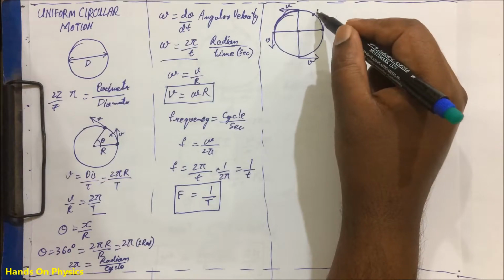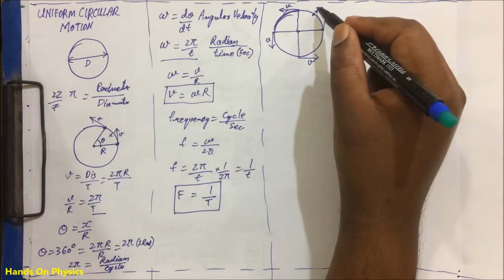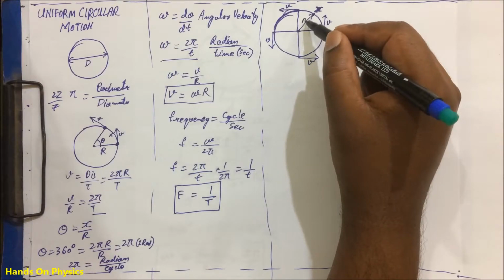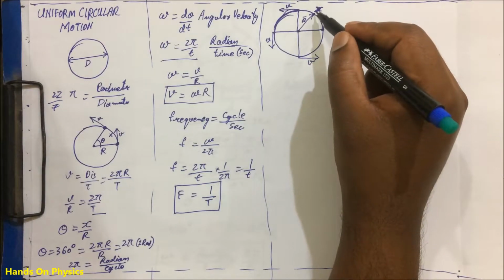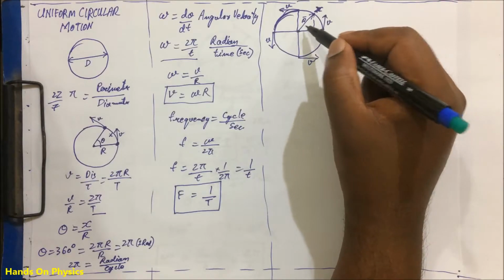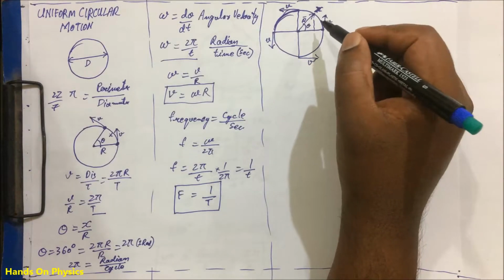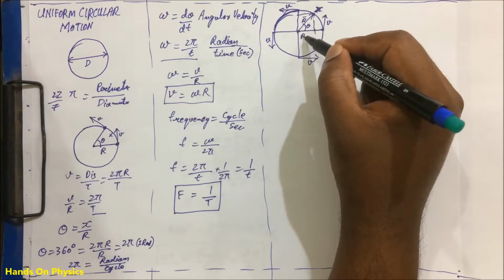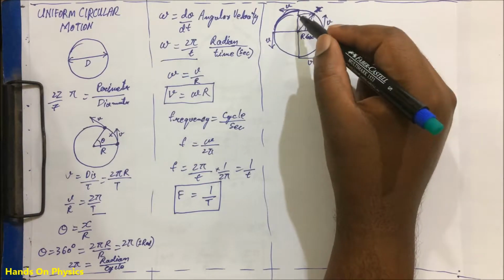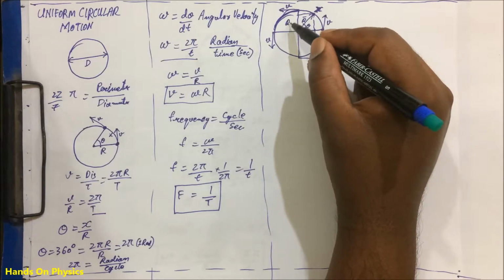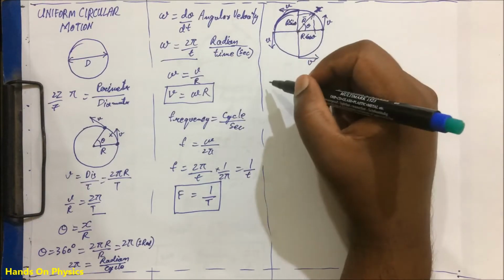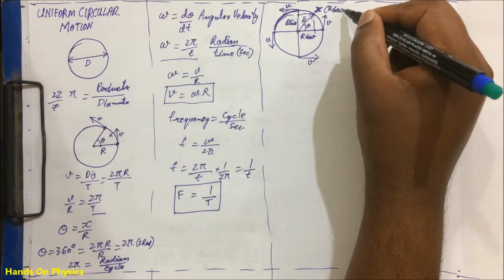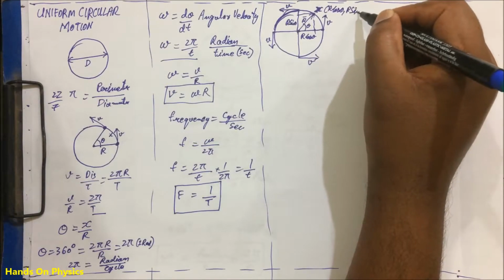Let's consider a point P here, or for that instant x here, with a radius vector r. What will be the coordinate of this x if this angle is theta? We can say that this length is r cos theta and this length is r sin theta. That means x has a coordinate of r cos theta, r sin theta.